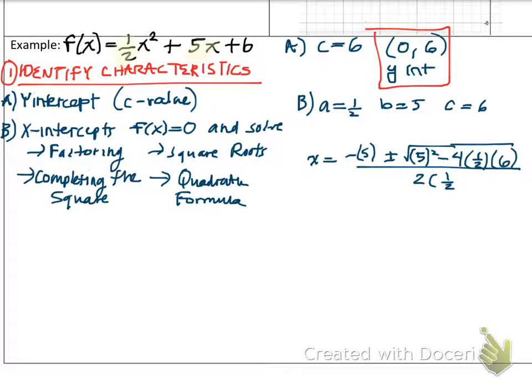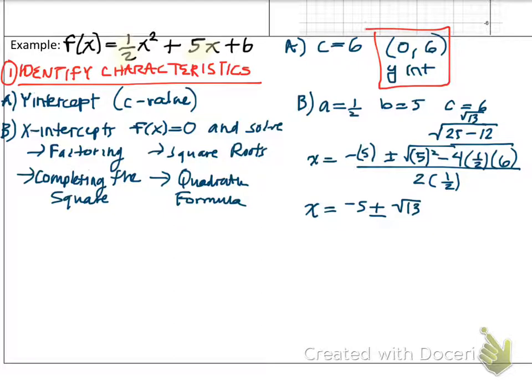And working up inside the root, I'd get 25 minus 4 times 1/2 is 2 times 6 is 12. So 25 minus 12, which is square root of 13. So rewriting the equation, I now have negative 5 plus or minus the square root of 13, and it's all over 2 times 1/2, which is just 1. So I don't even have to write that.